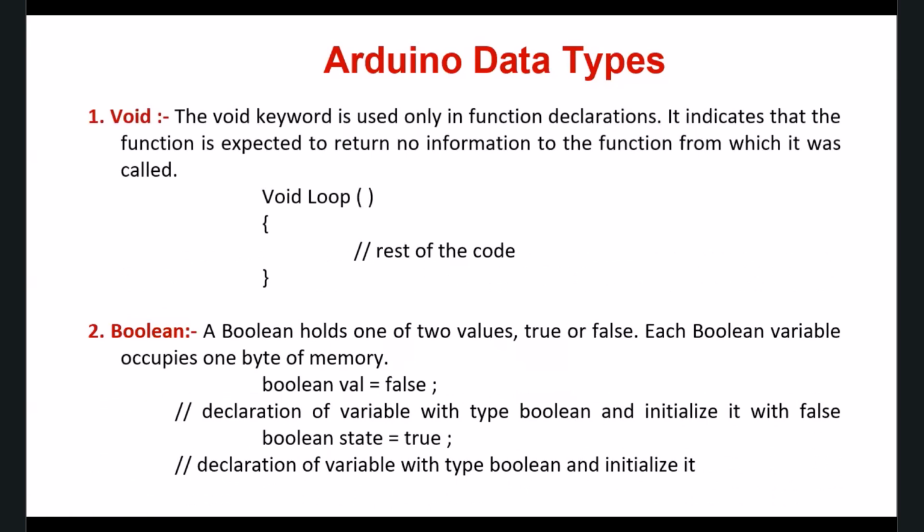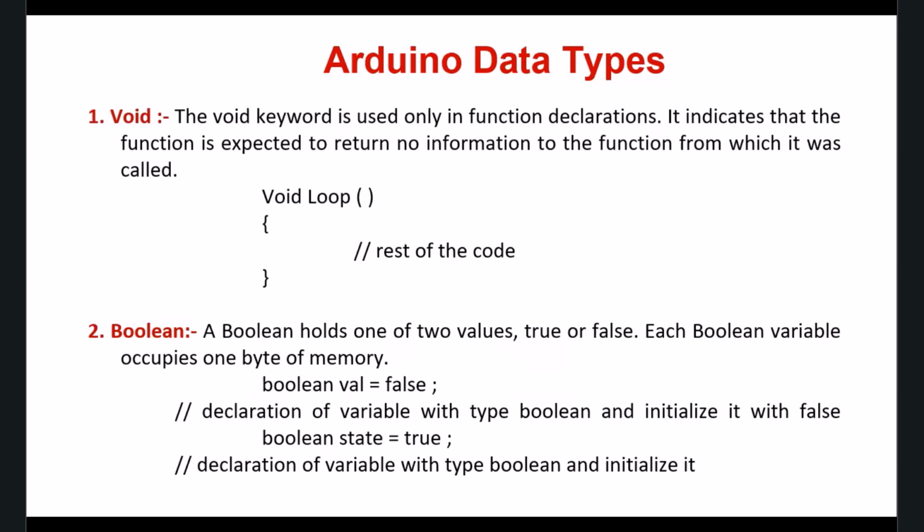The first data type that we talked about is void. The void keyword is used only in function declarations. It indicates that the function is expected to return no information to the function from which it was called. The format of this void data type is void loop, and then the rest of the code we need to type.